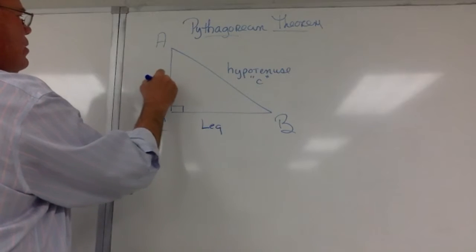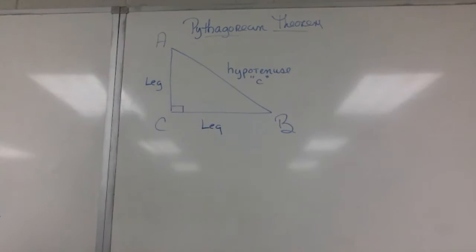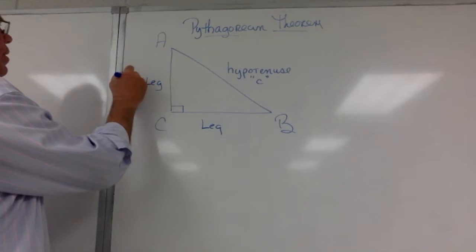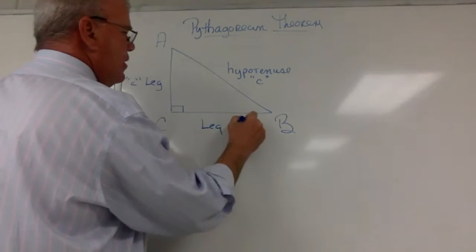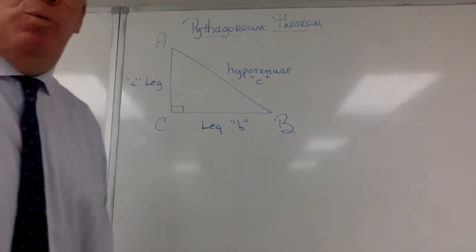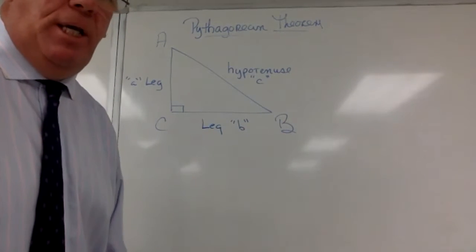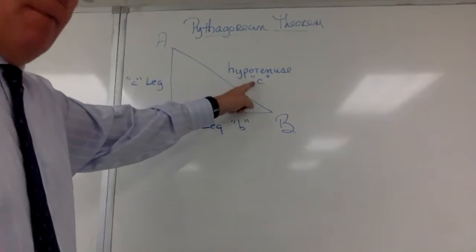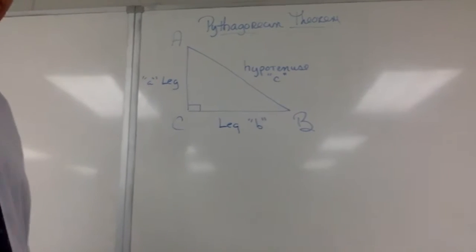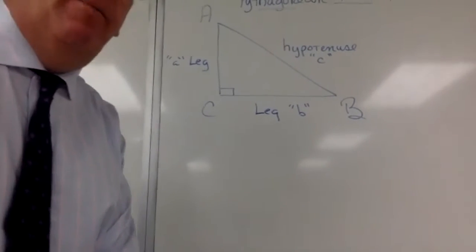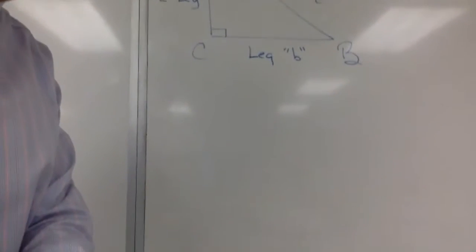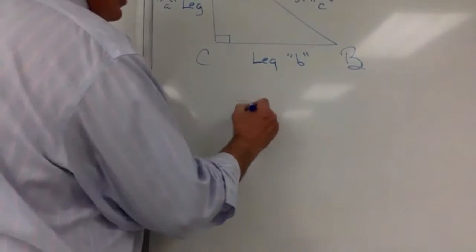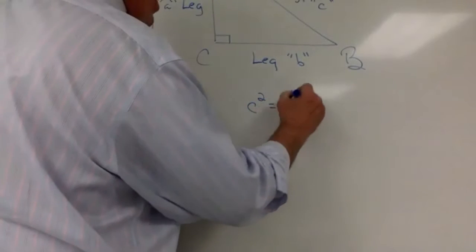What do you call side A and side B? The legs. Yeah, the legs. And fellas, it doesn't matter which one is A and which one is B. The only thing that matters is you know what side is the hypotenuse. And here's what we know about every right triangle. If you have a right triangle, this relationship is always true.